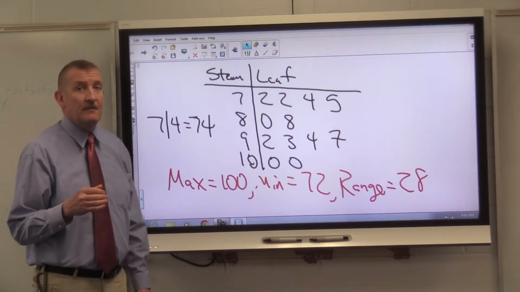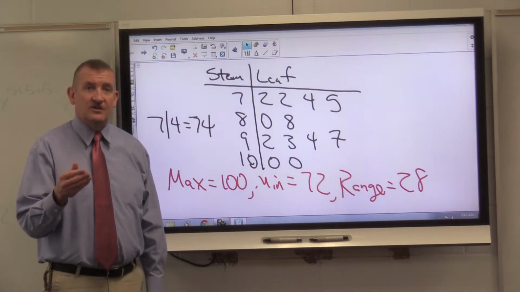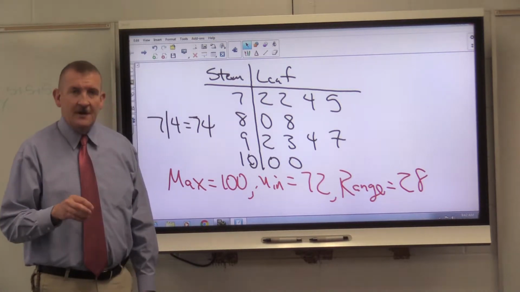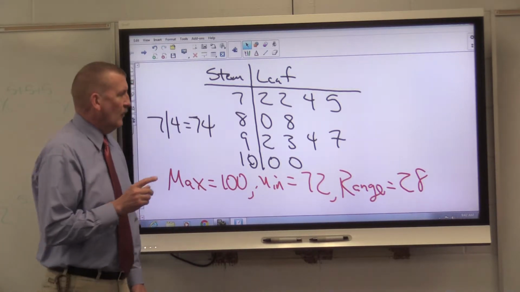So there is our three values, max, min, and range. Now I want to start talking about the interquartile range, Q sub 3 and Q sub 1. But the first thing you need to do is find your median. Well, let's look here.